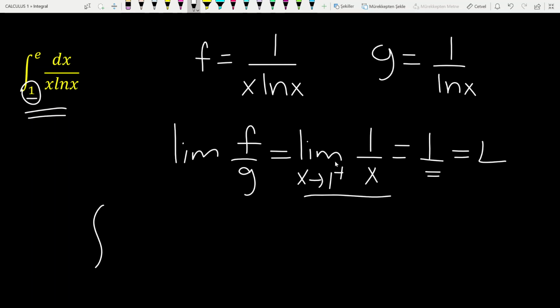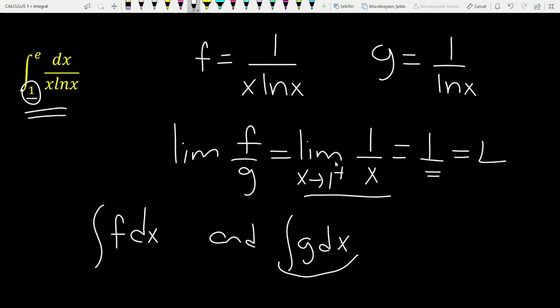We understand that the convergence type of the improper integral of f and the improper integral of g is the same. They have the same convergence type. Okay. What can we say about the improper integral of g? What can we say about the improper integral from 1 to e of dx over ln x?